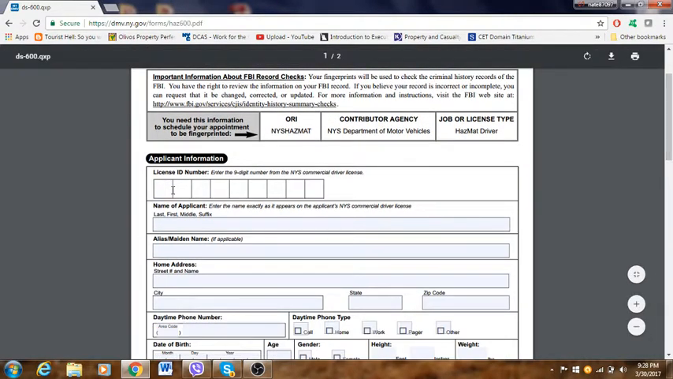So you put down your license ID number. Let's put 2222222. It's all 9 digits. Again, you put down the first name. So let's put John Doe. Street address, 1222 Anywhere Street. City, let's put Brooklyn. State, let's put New York. Zip code, let's put 11236.